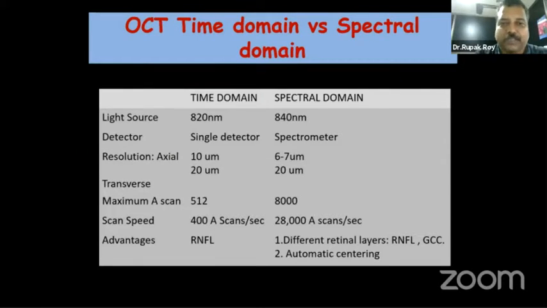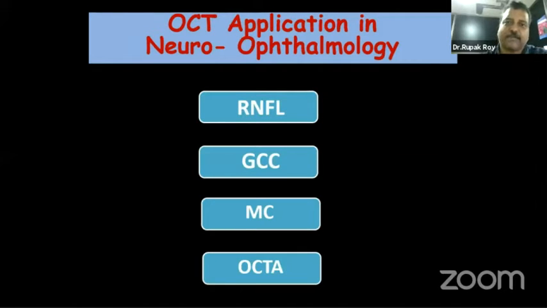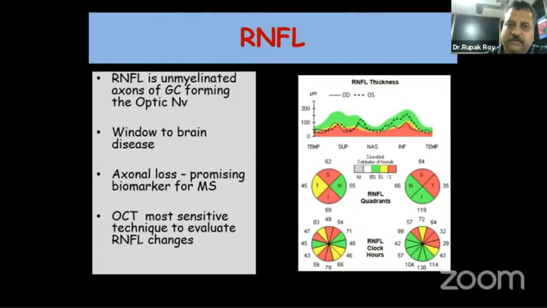If you see the OCT, there has been a lot of revolution in OCT technology. We have evolved from time domain to spectral domain, which has a much greater resolution compared to time domain OCT. OCT applications in neuro-ophthalmology are basically in imaging of the RNFL and the GCC, and also we have applications of multicolor in neuro-ophthalmology and OCT angiography.